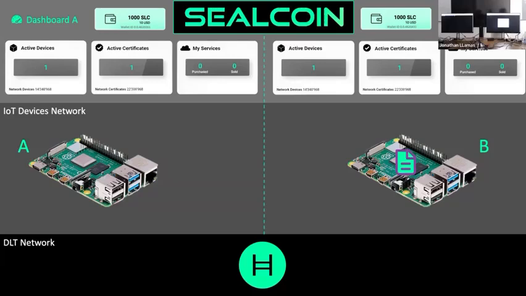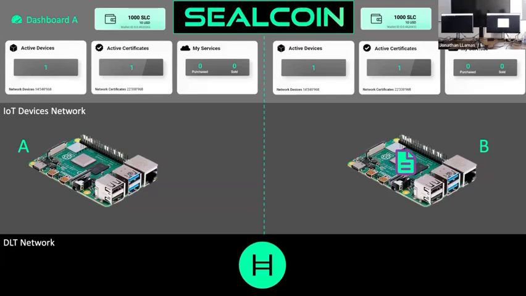I want to drive your attention to the two different wallets. As we are two different owners, we need to have different wallets, and they have their own addresses. You can see that through the platform onboarding, we have one active device and one active certificate, and 0 services sold or purchased yet.